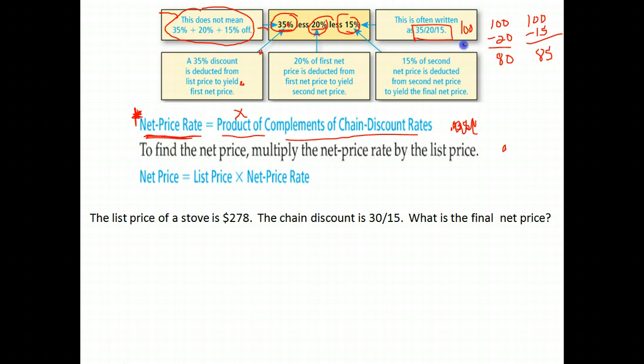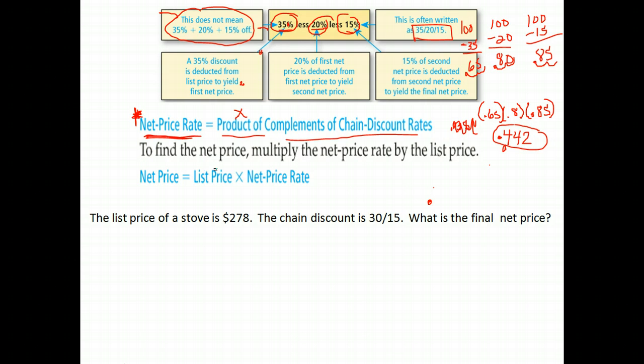65%. Okay, so if you're doing it this way, the first thing you do is find the complement of each of your rates. Change each of them to decimal form. Okay, and then multiply them together. So we take 0.65 times 0.8 times 0.85, and that will give us our net price rate. This will give us the rate that if we multiply it by our original price, it will give us our answer. So here's our net price rate is 0.442, so basically 44.2%.